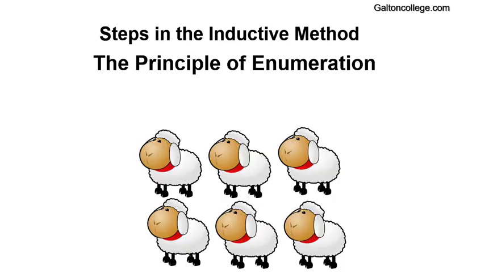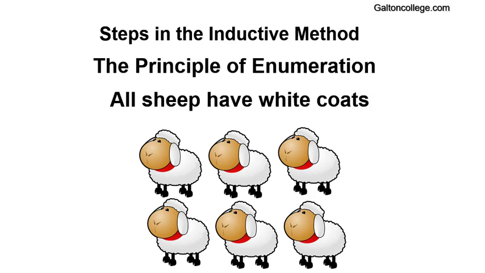Now there are steps in the induction that we can have a look at. This is called the principle of enumeration, the principle of counting up. I'm going to give you a silly little example here, just one I fell across when preparing this class. There are 6 sheep. And I'm going to postulate by the principle of enumeration, all sheep have white coats, because I've seen 6 sheep. There they are. They've all got white coats. So now I can go, all sheep have white coats, because that's all I've seen.